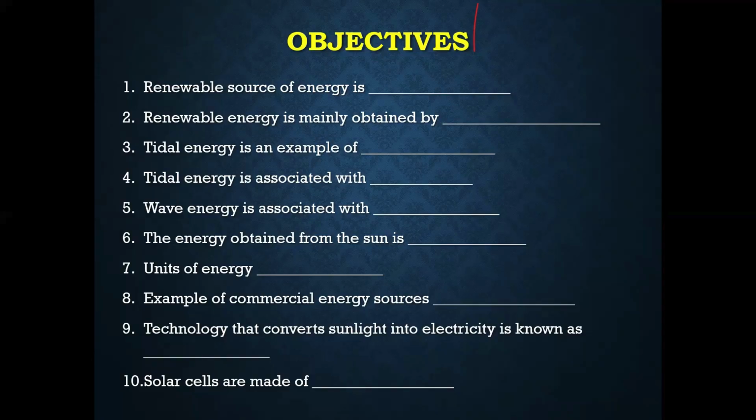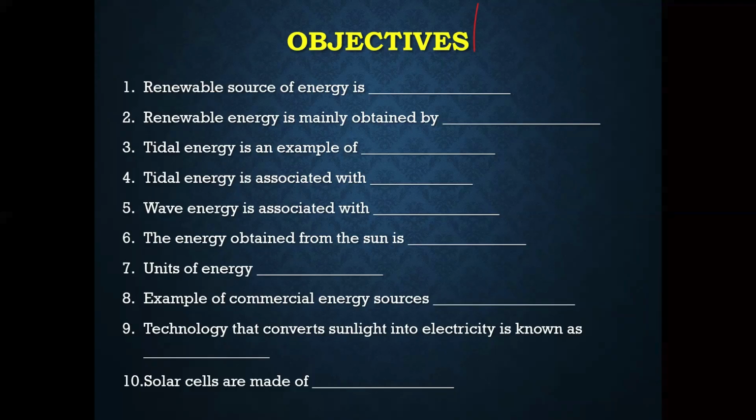What is a renewable energy source, whether it is exhaustible or inexhaustible? Someone said inexhaustible. It is inexhaustible, correct. Renewable energy is mainly obtained from solar, wind, geothermal and others. Then tidal energy, is it an example of a commercial energy source or a renewable energy source? Renewable energy source. Tidal energy is associated with the sea. Wave energy is associated with oceans.